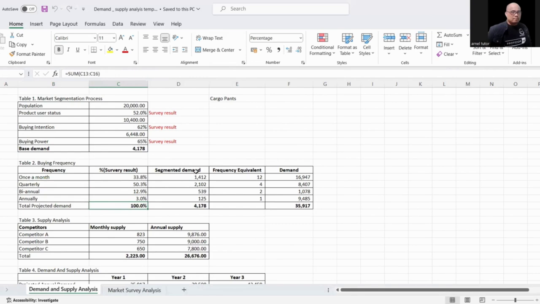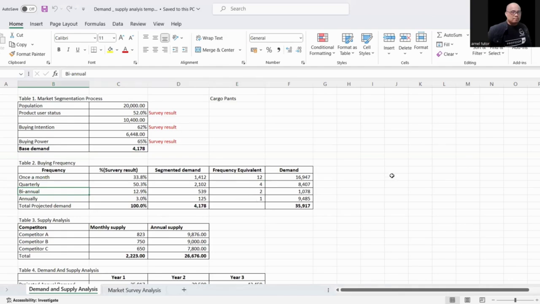For the segmented demand, we simply multiply our base demand by the percentages here. Then we arrive at the respective results per frequency. The total of the segmented demand should also be equal to your base demand. For the frequency equivalent, once a month: there are 12 months in 1 year, so 12. Quarterly, there are 4 quarters in a year, so 4. Biannually, twice a year, and annually, once a year.